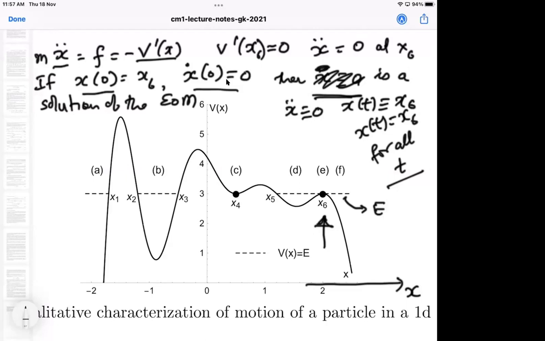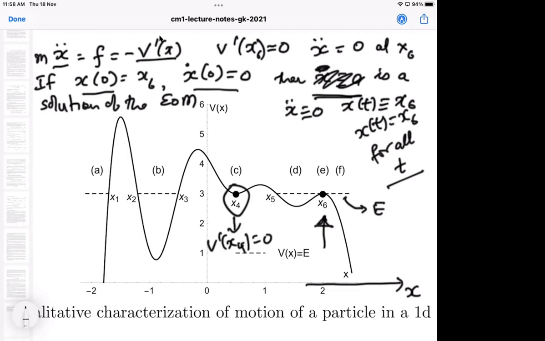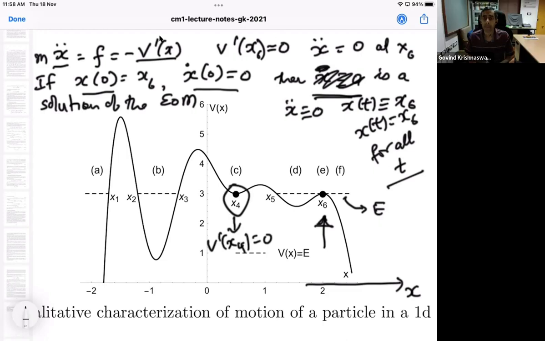Any question about that? Why is this point a static solution? The same applies to x4, which is a local minimum of the potential. Here too, V prime of x4 is 0, and therefore, if the particle begins over there with 0 initial velocity, then it can remain there forever. That would be a solution of the equation of motion. Both sides of Newton's second law would be 0.